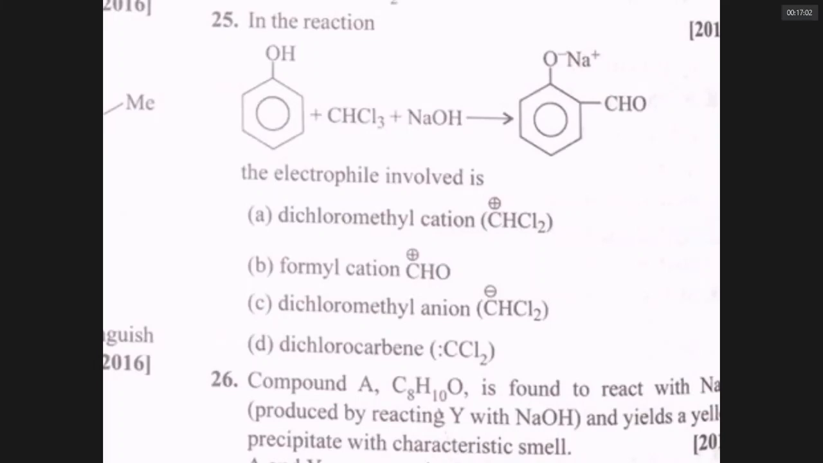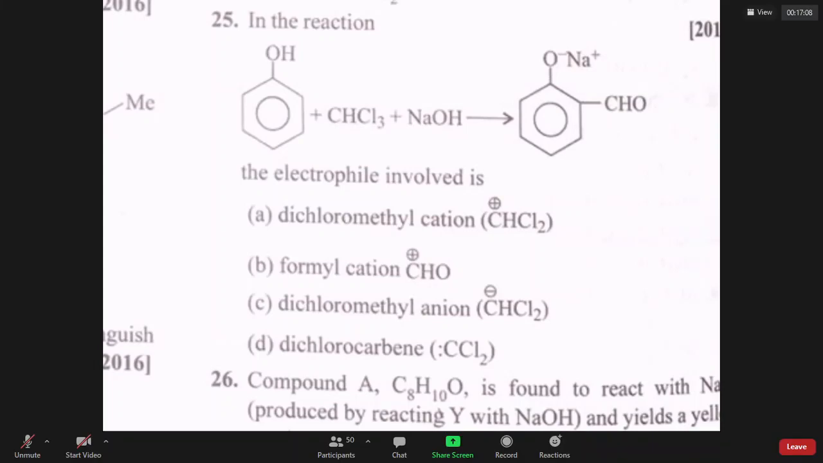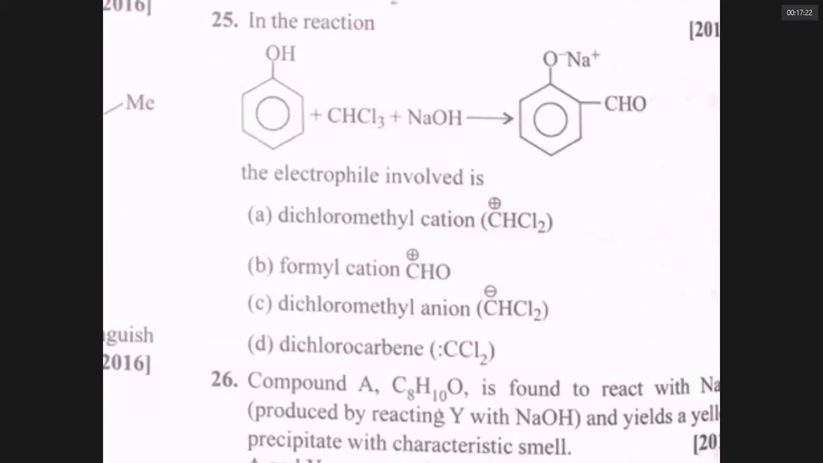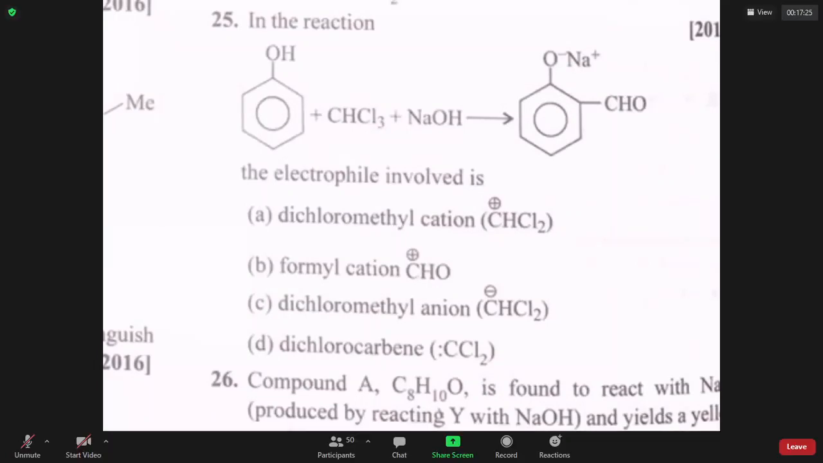It is a very, very important mechanism. In the presence of NaOH, CHCl3 will lose HCl, it will become CCl2. The CCl2 is electron deficient. It is an electrophile. It attacks in ortho or para positions. Ultimately, that becomes CHO aldehyde. So in the reaction, the electrophile is CCl2. It is not the intermediate, it is the electrophile.